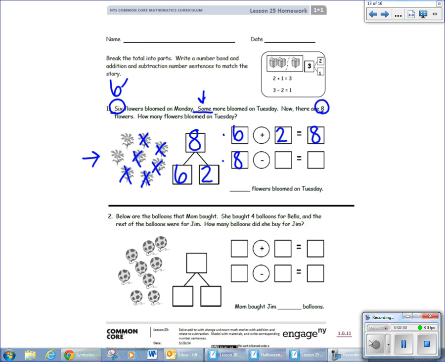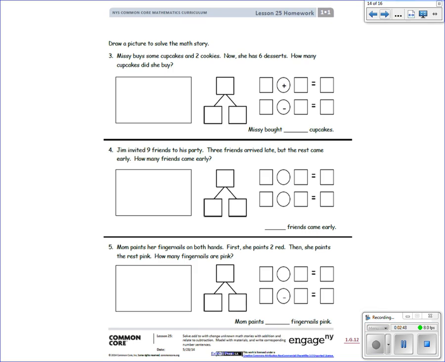Take away, if we look back at our picture, how many did we take away? 6 equals 2 flowers left over. So 2 flowers bloomed on Tuesday. So you're going to do the same thing at the bottom as well about the balloons. On the other side, it's the exact same thing, but a little bit more work. The students need to draw the pictures that match the story on all 3 of them.